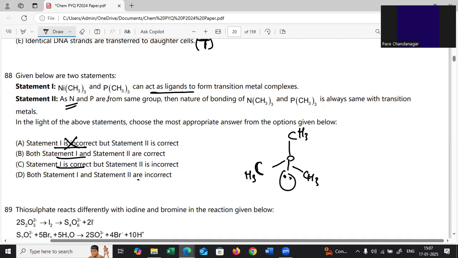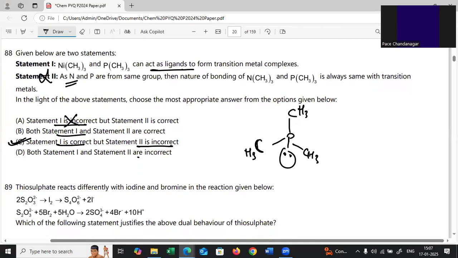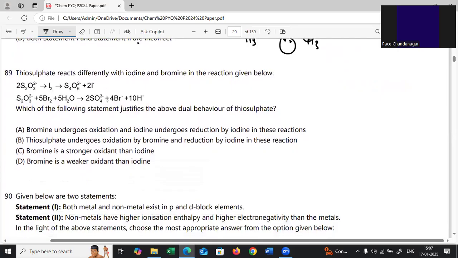Phosphorus does have vacant d orbitals to pair up with. So therefore, the nature of the bonding is not the same. So statement 2 is incorrect. Option C is your answer there. You need to check that although they belong to the same group, nitrogen is in the second shell, right, so it does not have any d orbitals to go with.